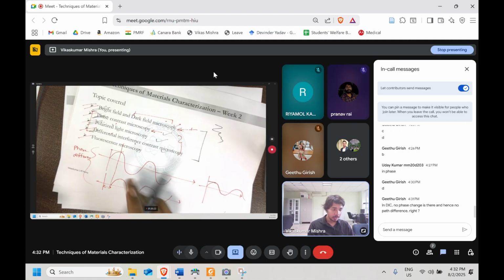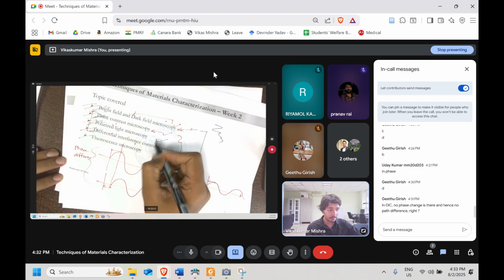In the DIC, or we can say the polarized light microscopy, we have studied that anisotropic material having different refractive indices in different directions will always have some phase difference associated with it. If the refractive index is low in one direction and high in another, the speed at which the light travels will be different, and once the light comes out, due to that speed difference there will be a phase difference, and that phase difference corresponds to the path difference.